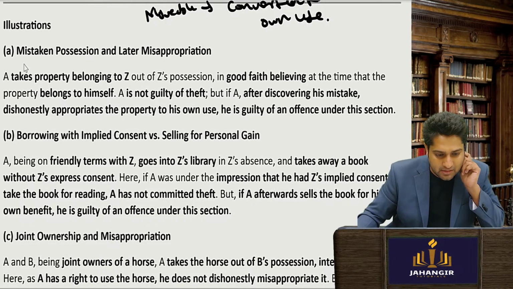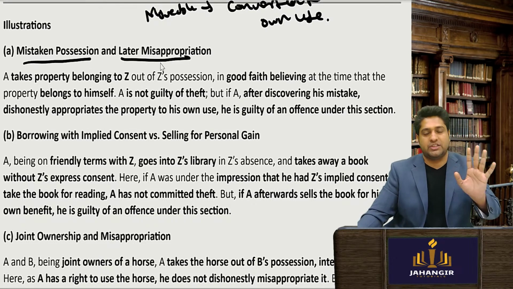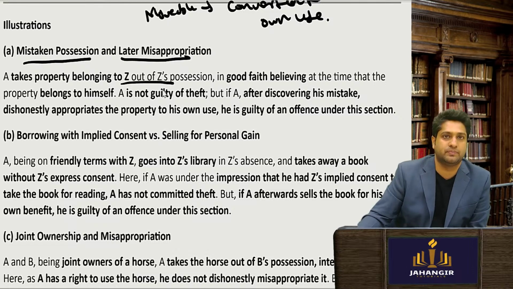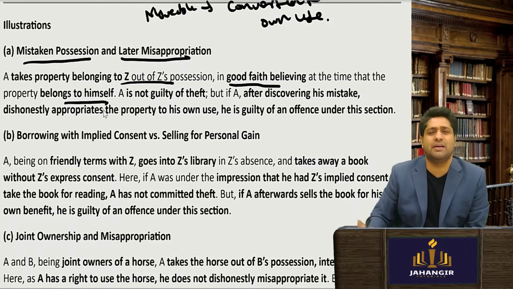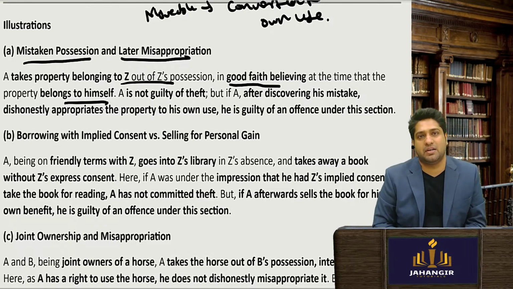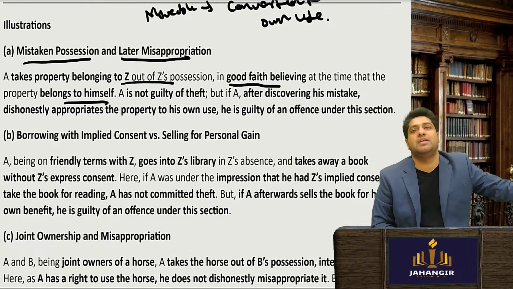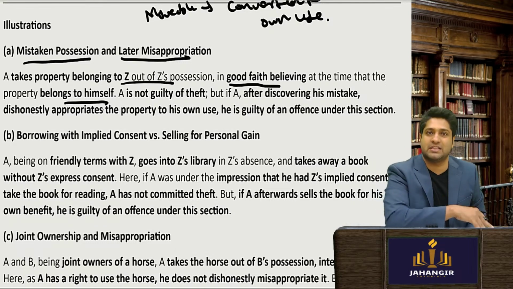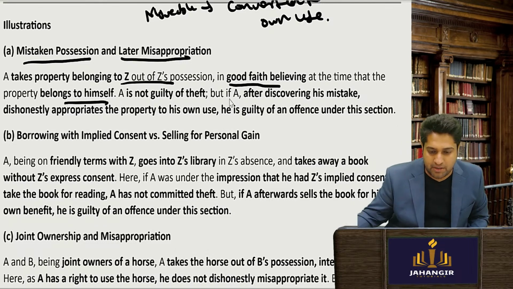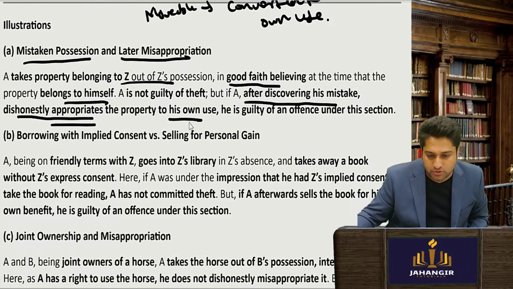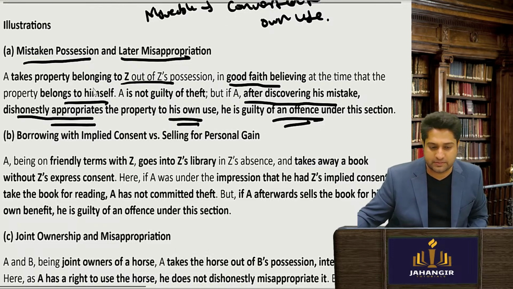So mistaken possession, later misappropriation. Now pay attention. A takes the property belonging to Z out of Z's possession in good faith, believing at the time that it belongs to himself. Sometimes we have the same mobile phone with the same colors. Sometimes the dress might be two same things. So I thought it was mine, so I took it. So it is a mistaken possession. But after discovering my mistake, I dishonestly appropriate it to my own use. He is guilty of the offense.